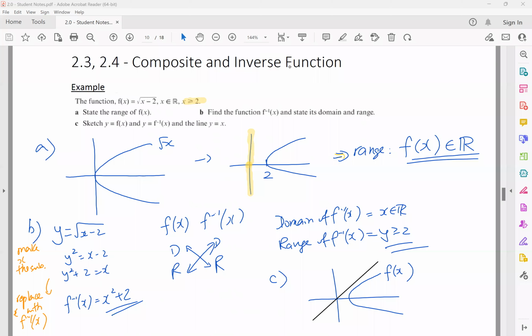So where's the inverse graph? If you look at the equation, x squared plus 2 means move the graph up by 2. So it'll be like this. That's 2, that's 2, and that's the inverse of f of x. And that's the answer.